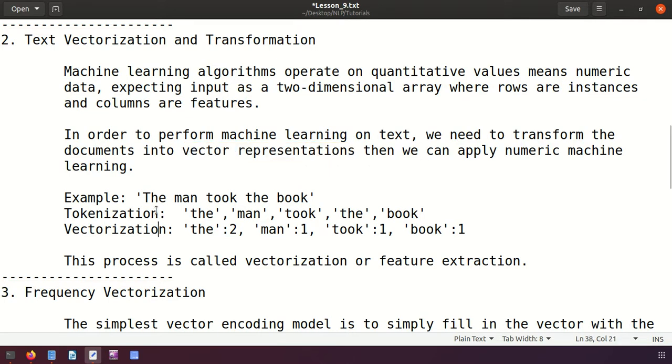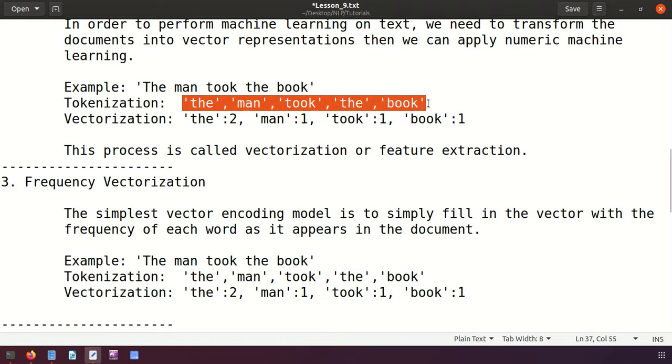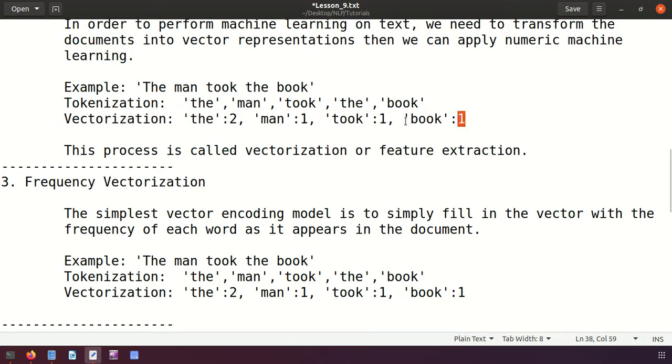For example, now let's see here, you will better understand, friends. If we consider the same example, the man took the book, right? This is a simple sentence, and the first step is to tokenize it. Now they are tokenized like this, split into tokens. The second step is vectorization. They are converted into vectors. Now you see the vectors. What do we have? We have numbers here, right? Like that, the article is repeated 2 times, and this one is repeated once, this one is also repeated once. Now they are converted into numbers. Now it is ready for computation and it is ready for modeling.